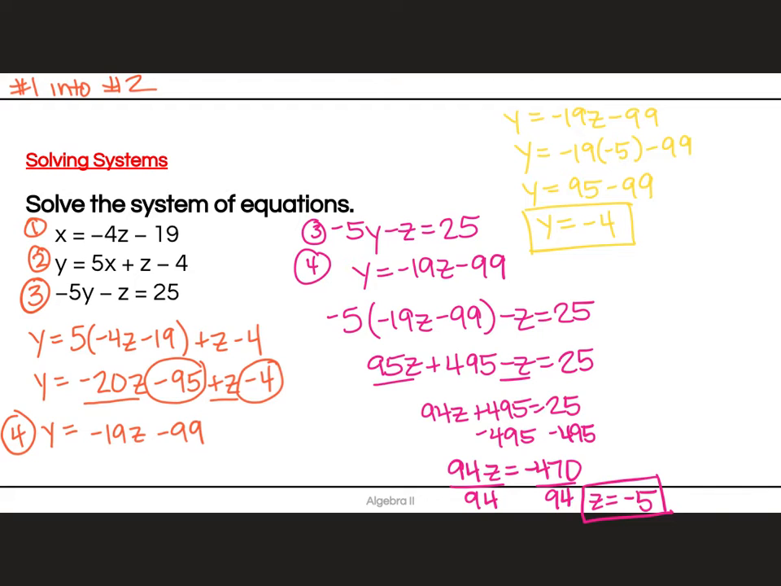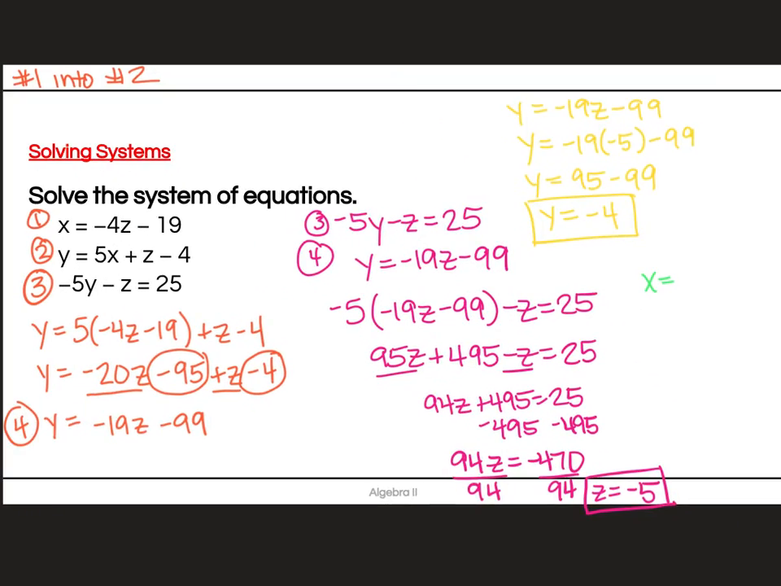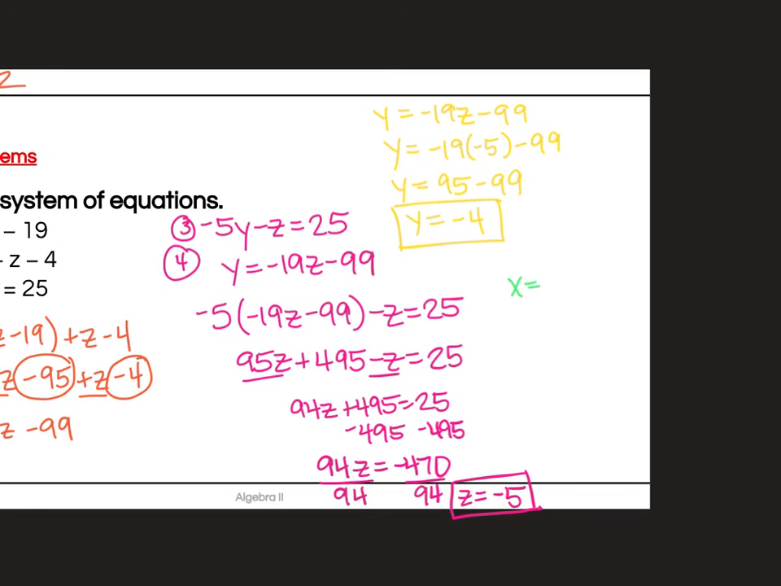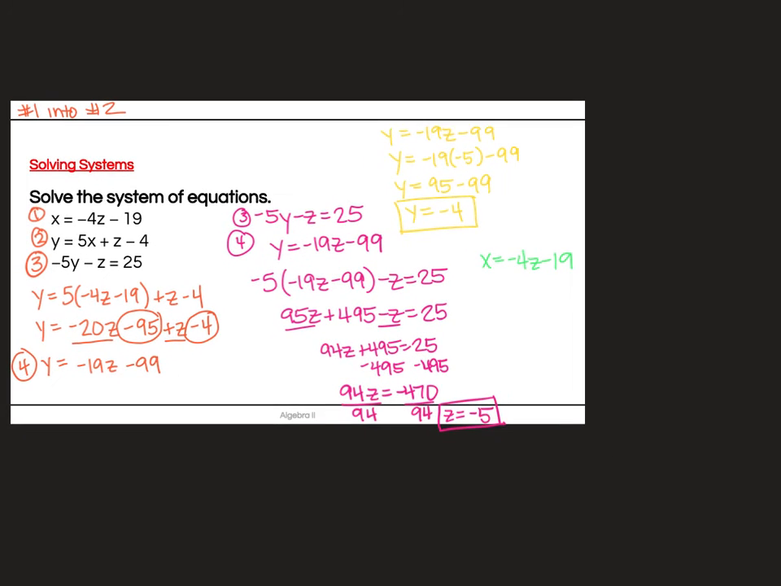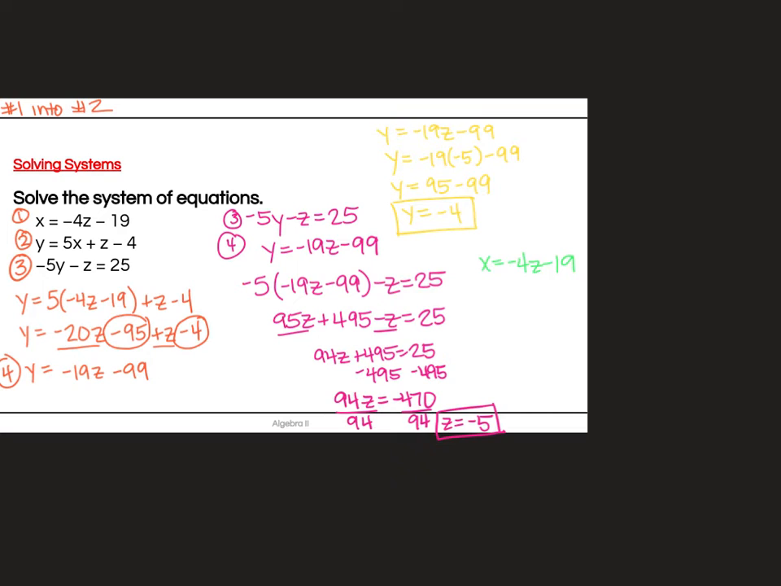According to number 1, x is negative 4z minus 19. So x is negative 4 times negative 5 minus 19. Then x is 20 minus 19, so x is 1.